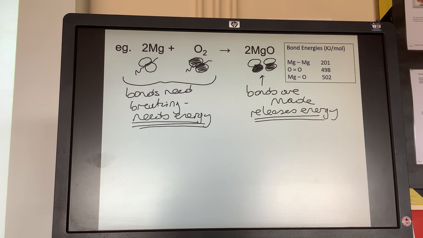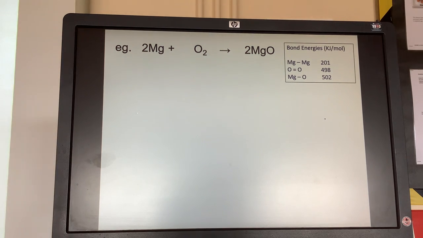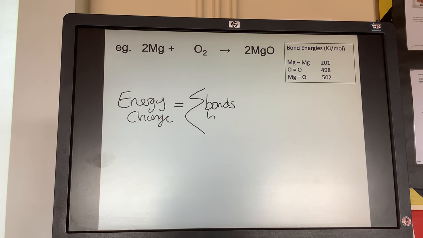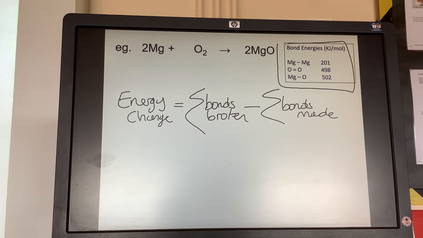Okay? What we would then need to know is a very, very important term. The energy change then. The energy change is a mathematical term. You may have seen this in math as well, that is the sum of. So the energy change is the sum of the bonds broken minus the sum of the bonds made.